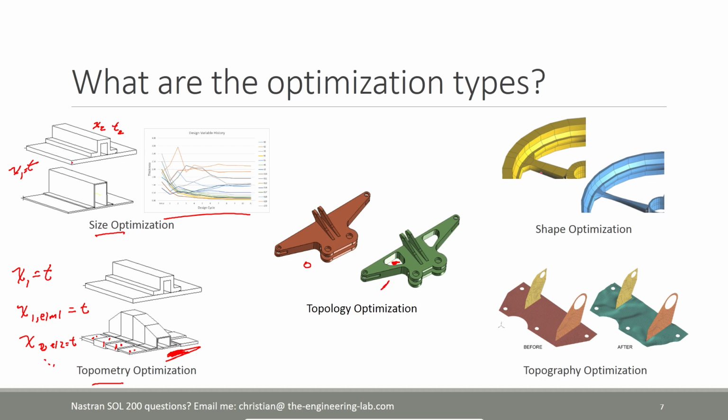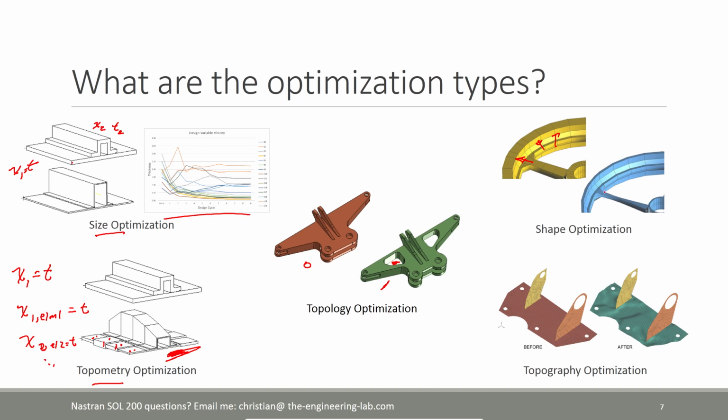Now shape optimization. This is basically taking the boundary of a component or assembly and letting that vary. So here, for example, you can imagine that this interior surface that I'm trying to point at with arrows. Imagine you're taking this interior surface and you're pushing it in. That's basically what shape optimization is.